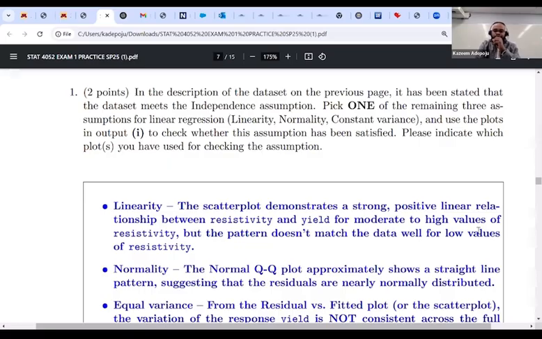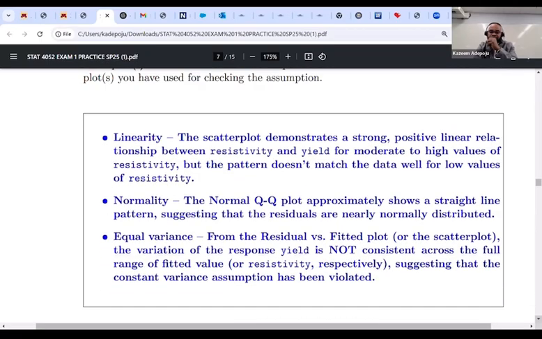Now pick one of the remaining three assumptions, linearity, normality, and constant variance, and use the plot in the output to check whether the assumption has been satisfied. This is what I wrote based on those three plots, so I will advise that you also go through that. Take a look at that.